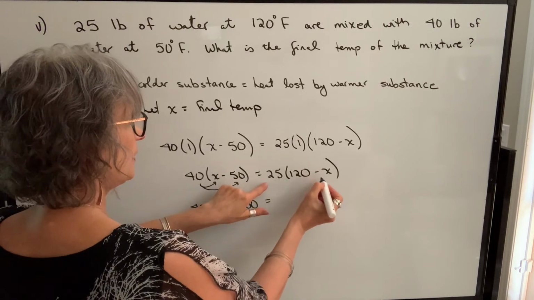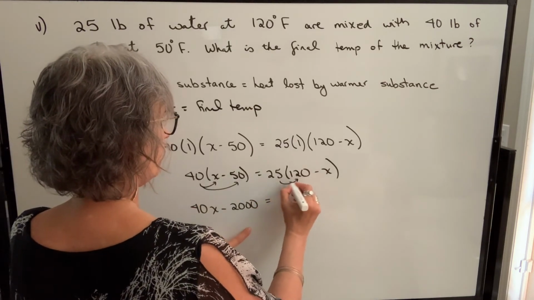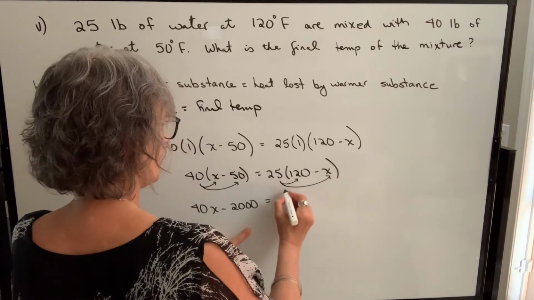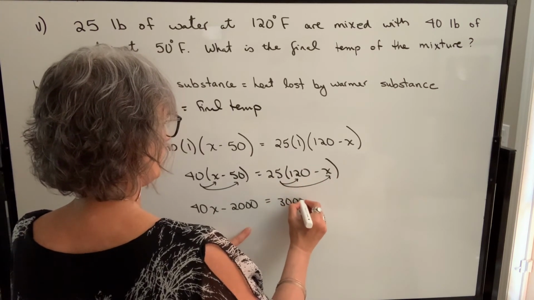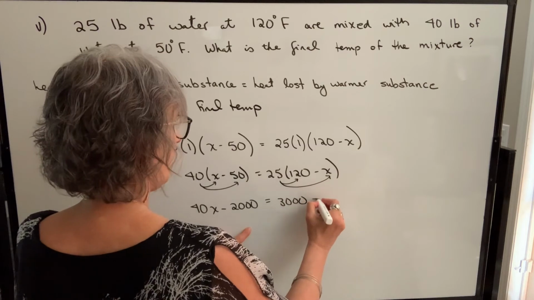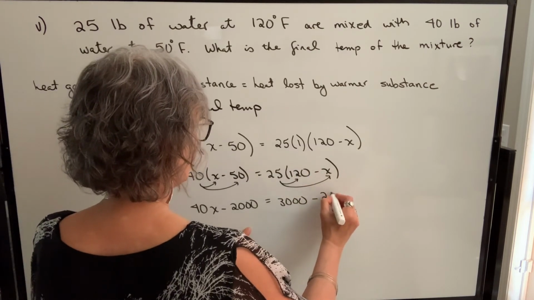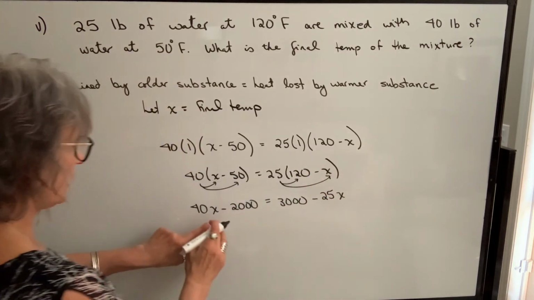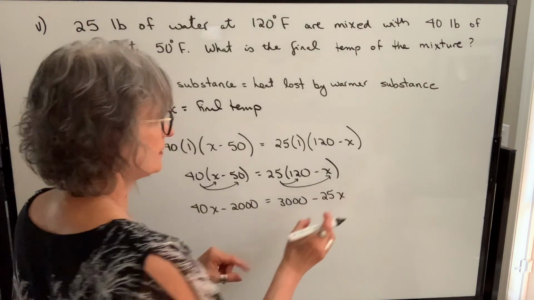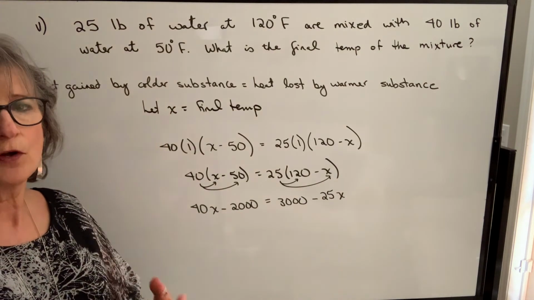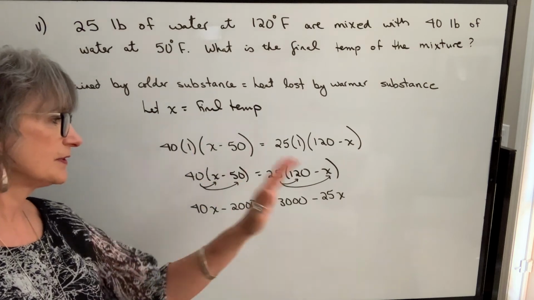I'm going to do the same thing on the other side. I'm going to multiply 25 to each term in those brackets. So I'm going to get 3,000 when I multiply 25 times 120, minus 25 times X is 25X. I've got X's on this side of the equation and X's on this side of the equation. I'm going to move all the X's to one side and my numbers to the other side.